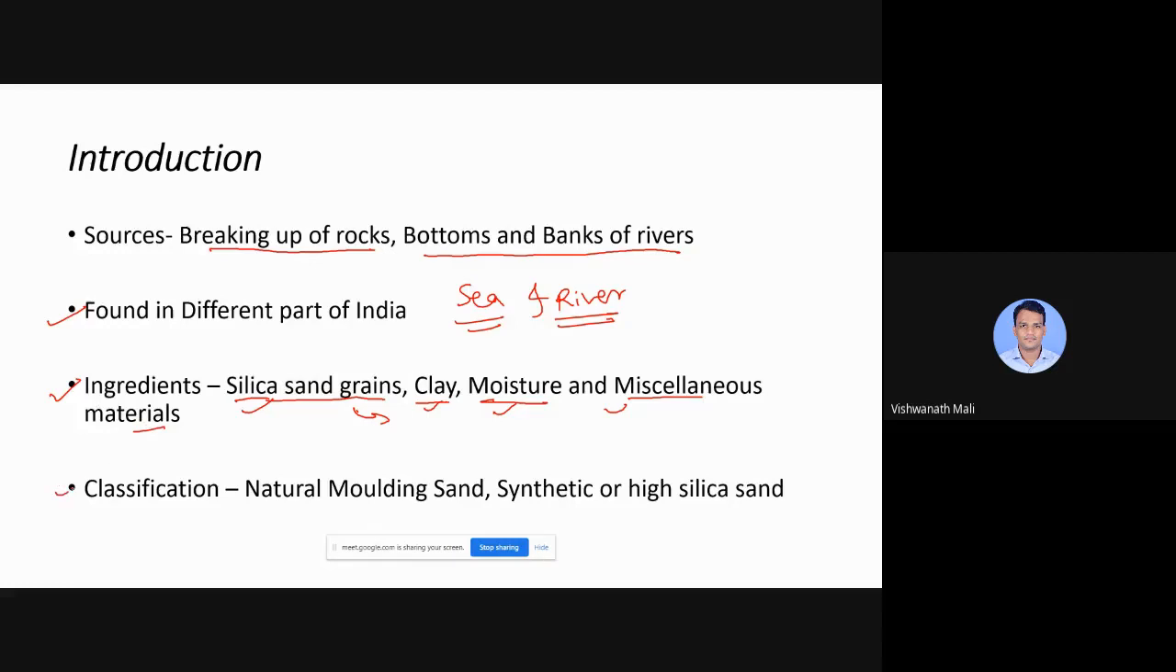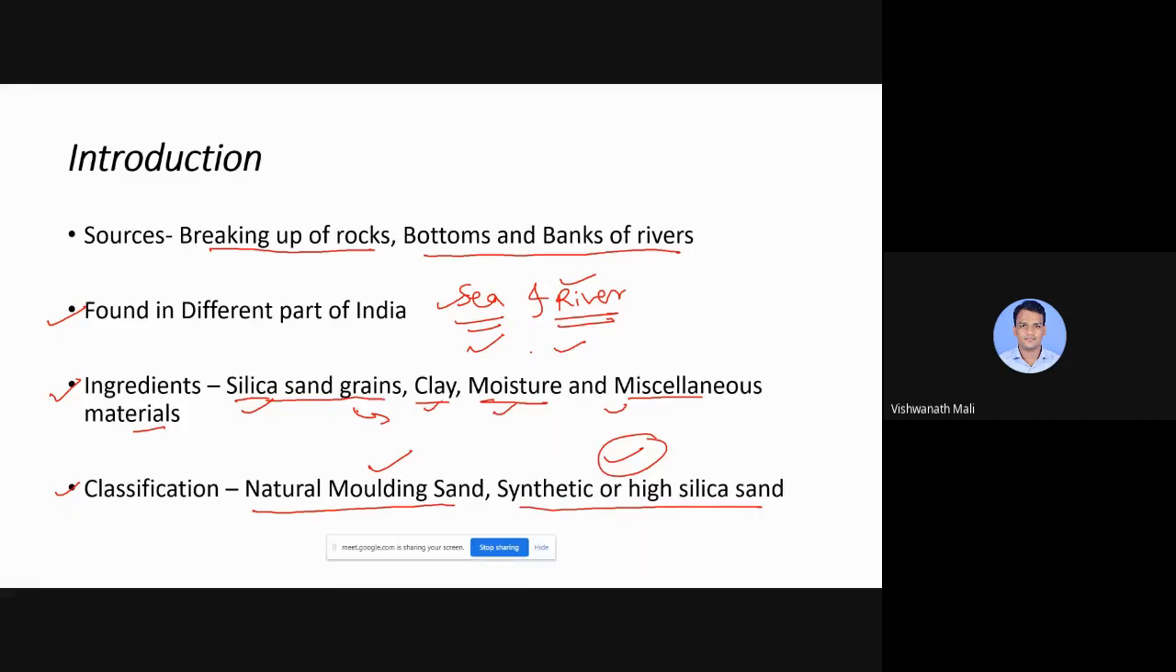Then the last part is the classification. The molding sand which we use to manufacture a casting is divided into two parts. One is natural molding sand, which we get from sea or river, and the other type is synthetic or high silica sand, which is not natural. We prepare it in industry by crushing stones. Generally, we go for natural molding sand, which we get from the sea and river. This is the basic introduction.